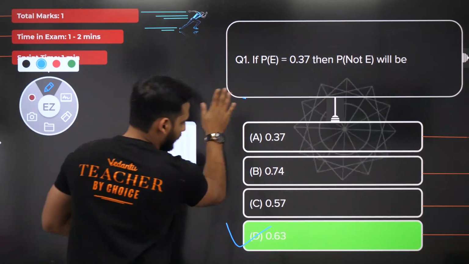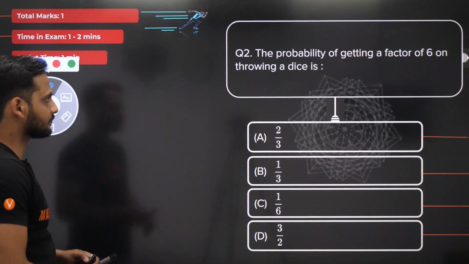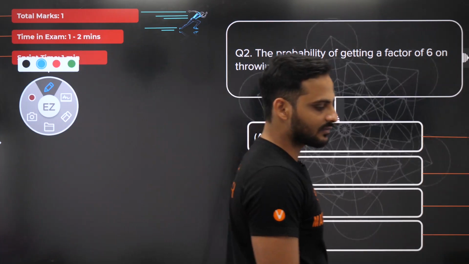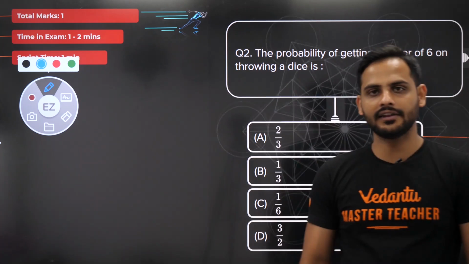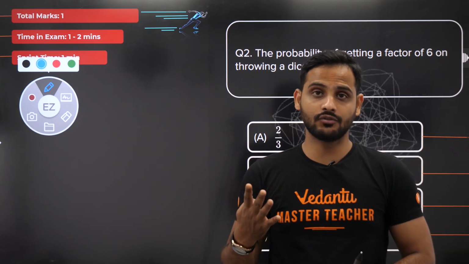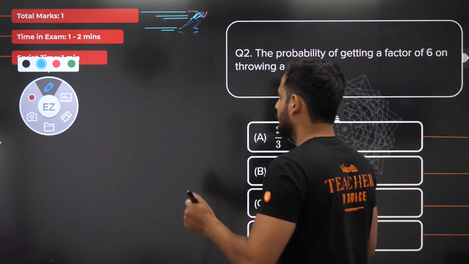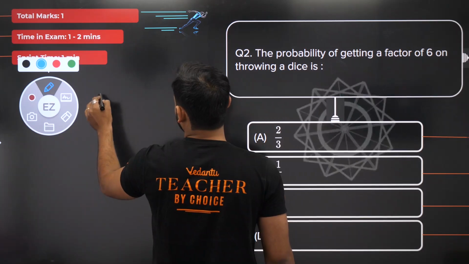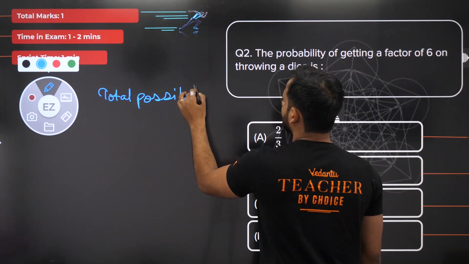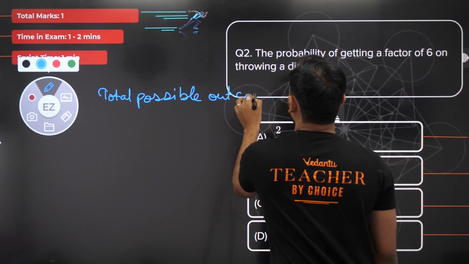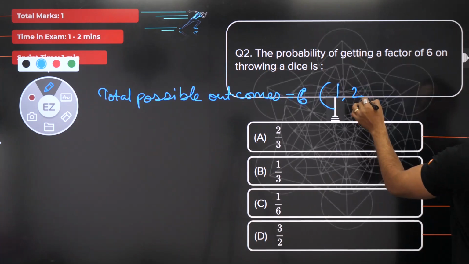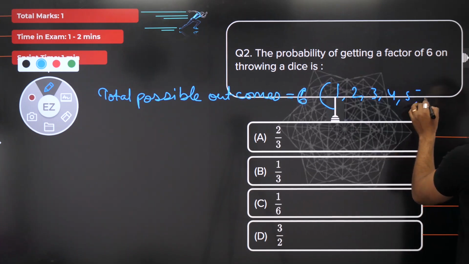The next question we have is this. The probability of getting a factor of 6 on throwing a dice. So when you throw a dice, bachcho, total how many options you have? When you throw a dice, you can get 1, 2, 3, 4, 5, or 6. So total possible outcomes when you throw a dice is 6. What are those possible outcomes? Either 1, 2, 3, 4, 5 and 6.